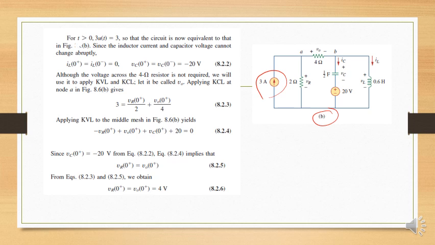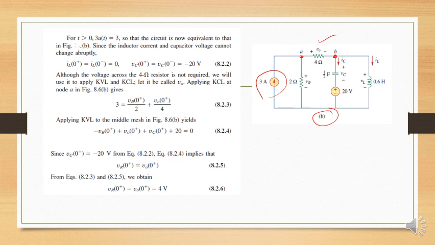Although the voltage across the 4 ohm resistor is not required, we will use it to apply KVL and KCL. So we call it V naught, this one at 4 ohms. Applying KCL at node A. Now we are going to apply nodal analysis. We are going to form the equations.